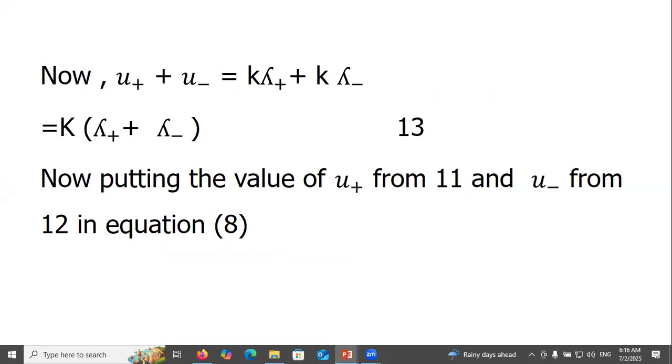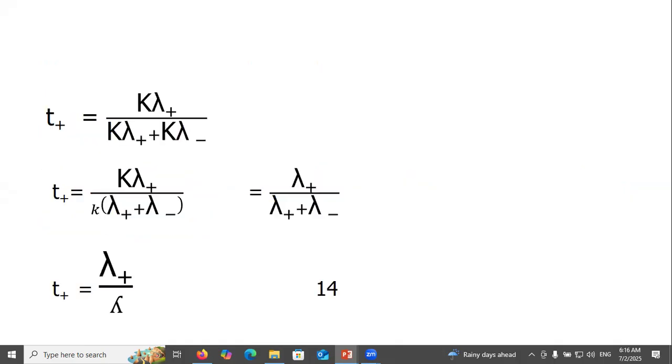Now μ+ + μ-, adding kλ+ and kλ-, gives the common factor k(λ+ + λ-). Now putting the value of μ+ from equation 11 and μ- from equation 12 in equation 8, we get T+ equals kλ+ over (kλ+ + kλ-). Similarly, solving, we get T+ equals λ+ over λ.